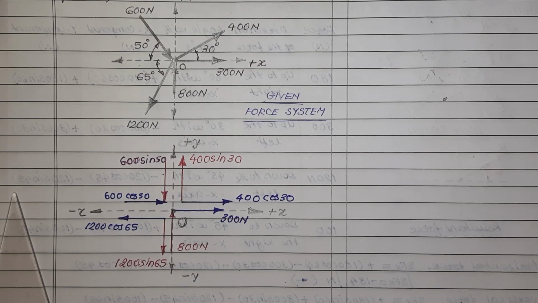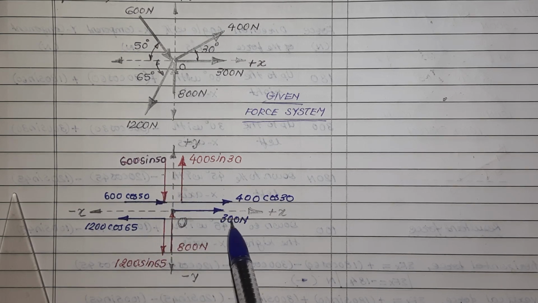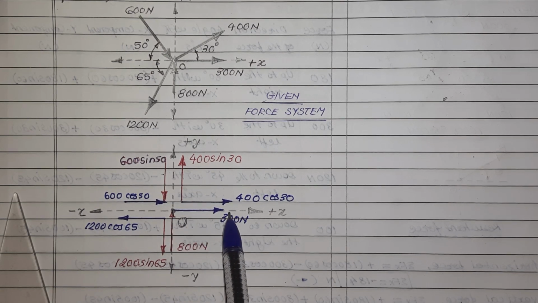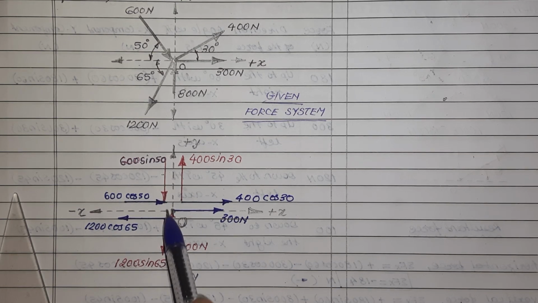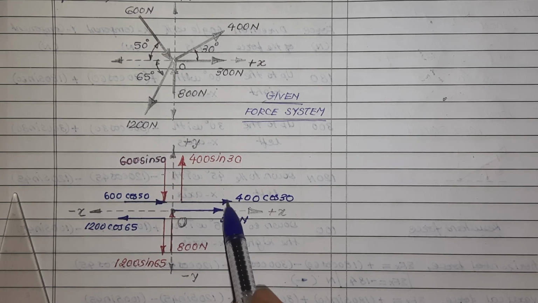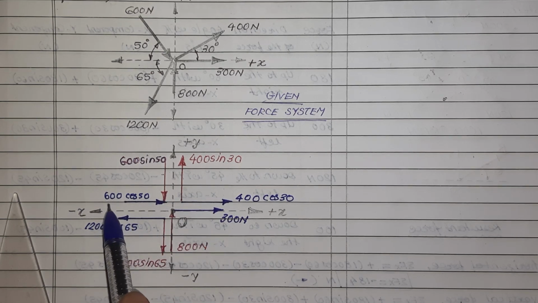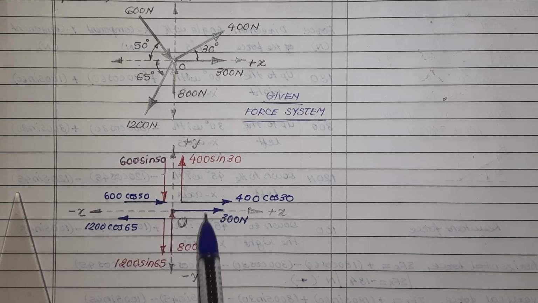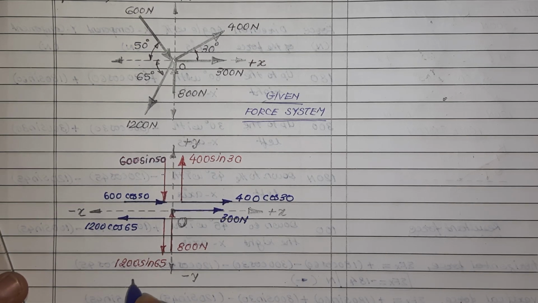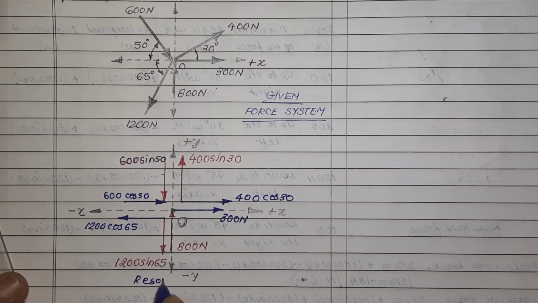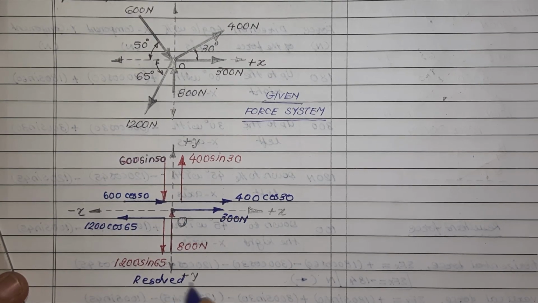From this diagram we can understand all the x components are shown with blue color and all y components are shown with red color. Since 300 Newton doesn't have y component, it has been shown on x-axis. 800 Newton won't have any x component, hence it has been shown only on y-axis. Now depending upon the directions and as per our sign convention, we will add these components in their respective directions. So this diagram is showing resolved forces.